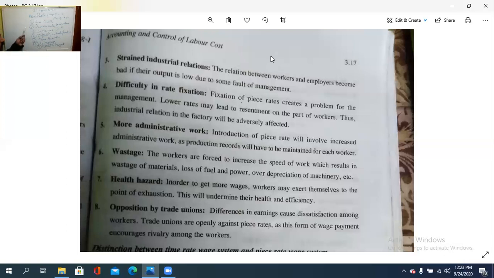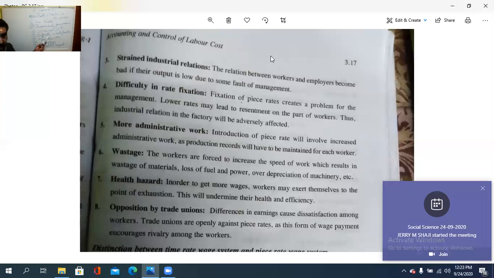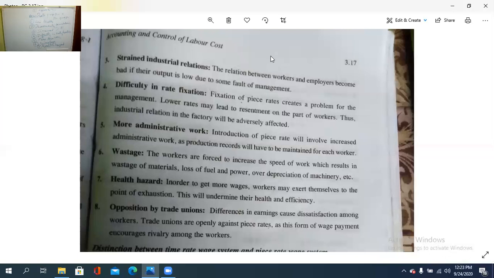So these are the disadvantages: low quality, insecurity to the workers, strain on industrial relations, difficulty in rate fixing, more administration work means it is increasing the administration work. Wastage also should be increased. Then always they are concentrating on the production because more money is to be received, so that it gets affected the health of the workers also. And finally, trade unions are opposed to this piece rate system. So this is the demerit with regard to the piece rate system.